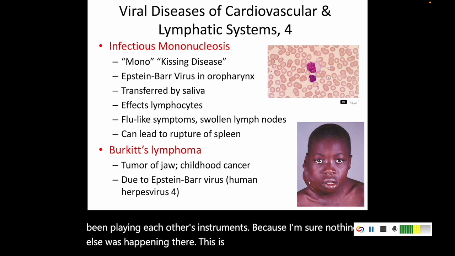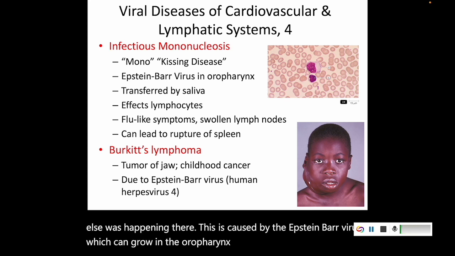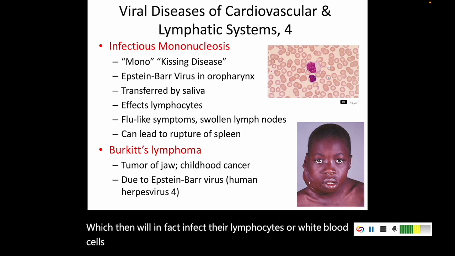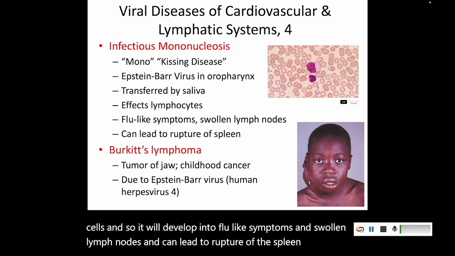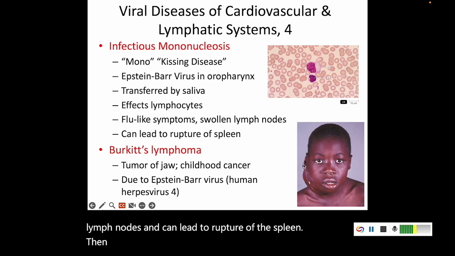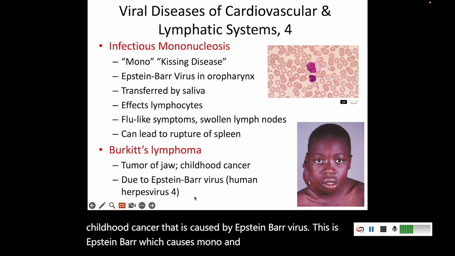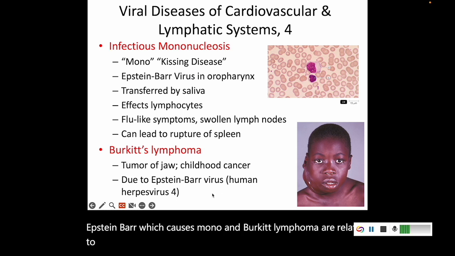This is caused by the Epstein-Barr virus, which can grow in the oropharynx, which then will infect their lymphocytes, their white blood cells. And so it'll develop into flu-like symptoms and swollen lymph nodes and can lead to rupture of the spleen. Then Burkitt's lymphoma is a tumor of the jaw. This is a childhood cancer that is caused by Epstein-Barr virus. Epstein-Barr, which causes mono, and Burkitt's lymphoma are related to human herpes viruses.